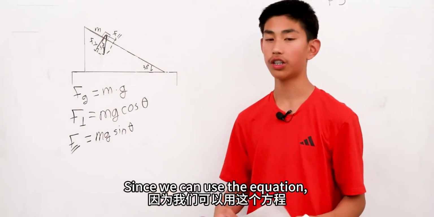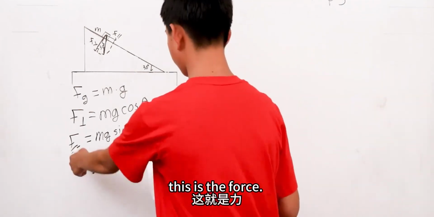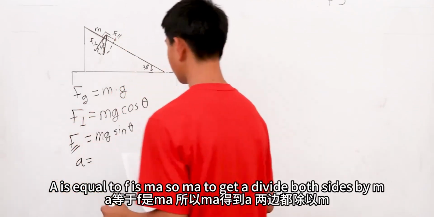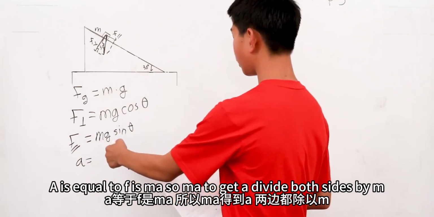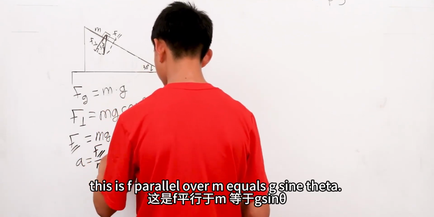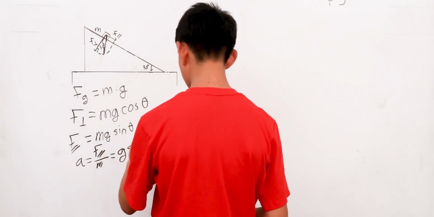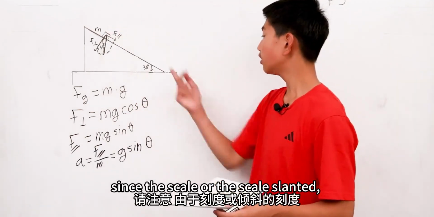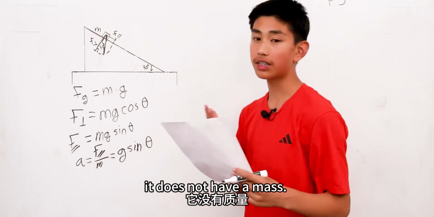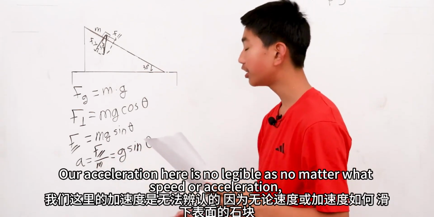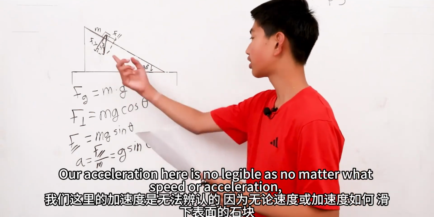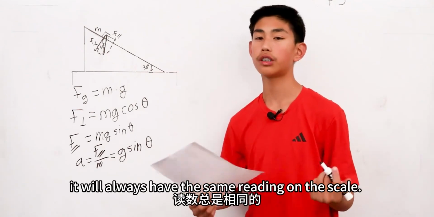Since we can use the equation F equals ma, we can actually find the acceleration of the block to see if it matters. F is ma, so to get a, divide both sides by m. So a is F parallel over m, which equals g sine theta. Now notice, since the slanted inclined plane does not have a mass, it is massless, the acceleration is negligible. No matter what speed or acceleration the block has sliding down the surface, it will always have the same reading on the scale.